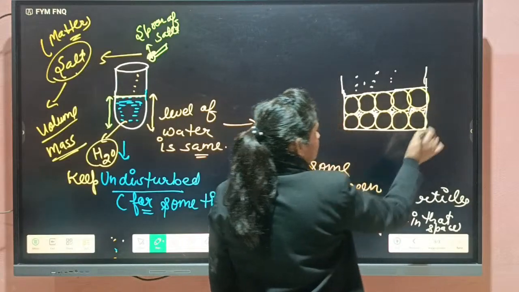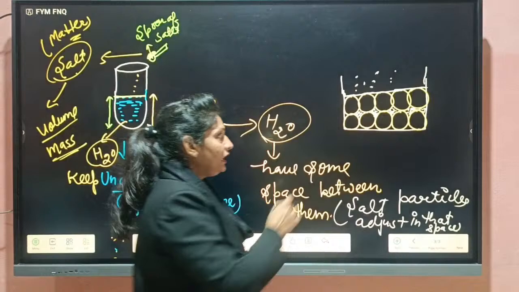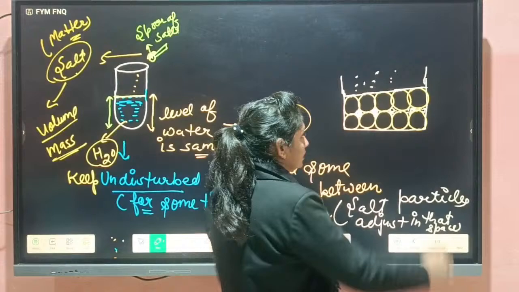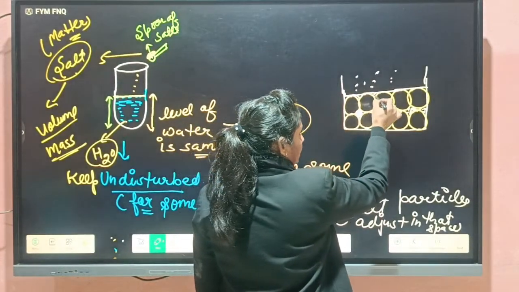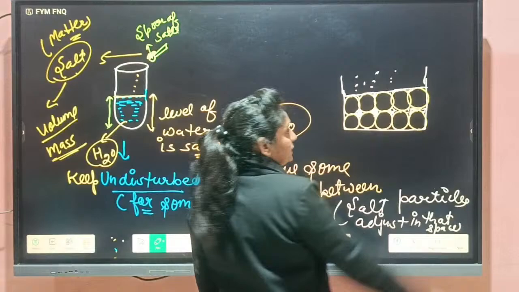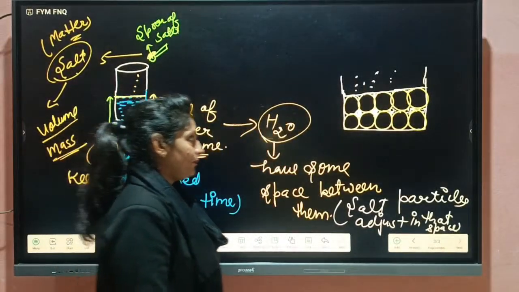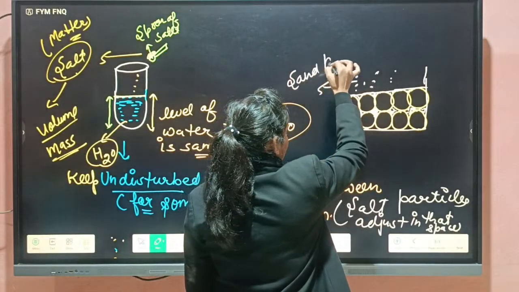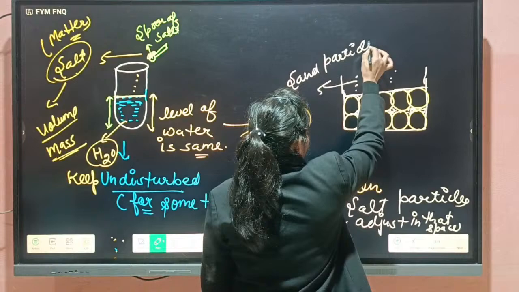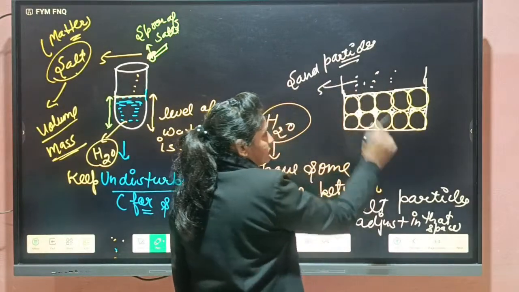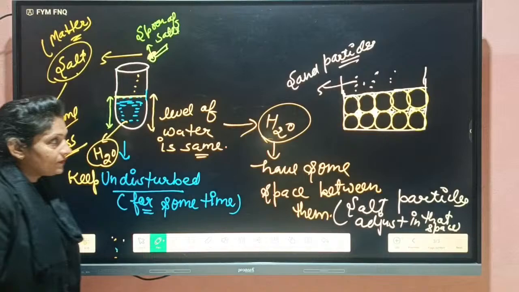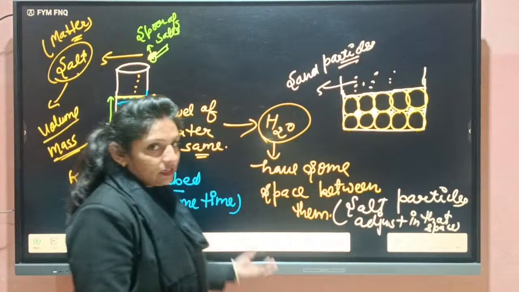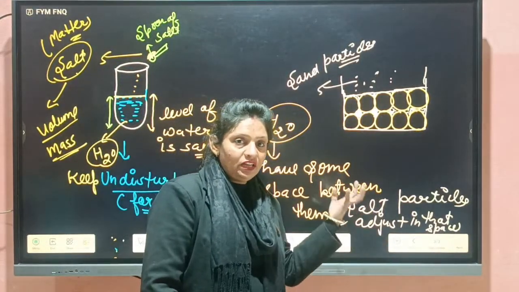Okay, this level is not going to increase until this space is filled completely. After filling this, the level will start to increase. Means particles have some space between them. Okay, so these sand particles are also going to be adjusted in this vacant space. I hope this point is clear to you, students. Particles have some space between them.